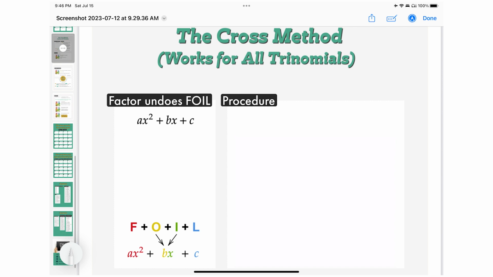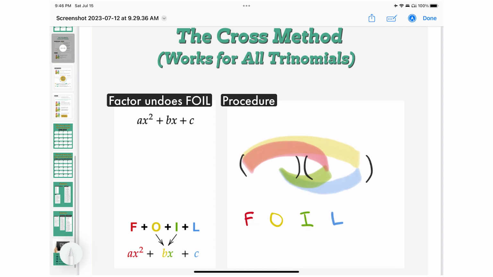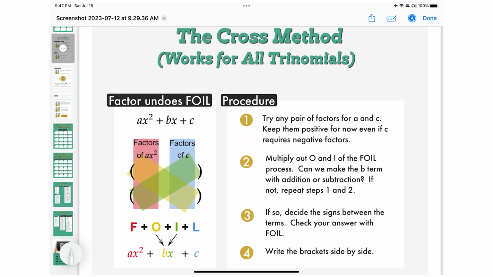The way that you're probably used to seeing FOIL is when the two brackets are side by side and you draw these rainbows. Well, I'm going to rearrange these so that the two brackets are one on top of the other, so that the FOIL procedure becomes a little crisscross. Here are the step-by-step instructions.